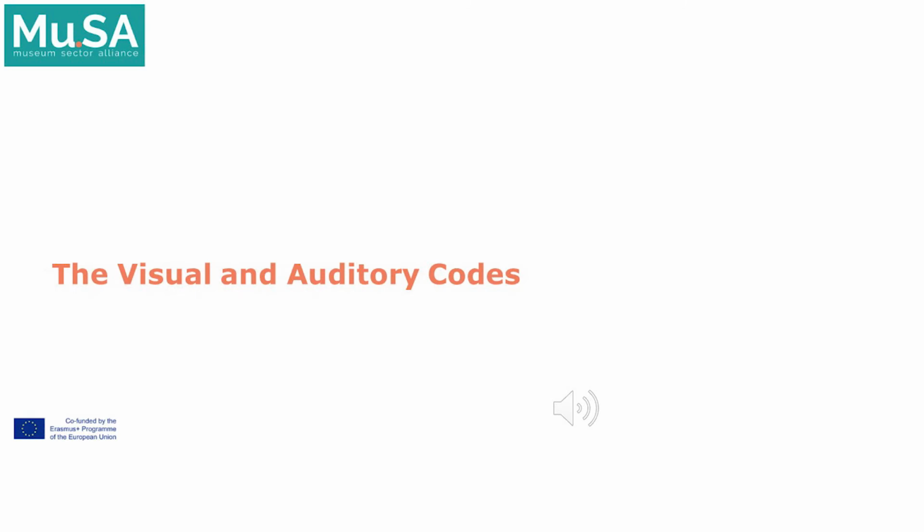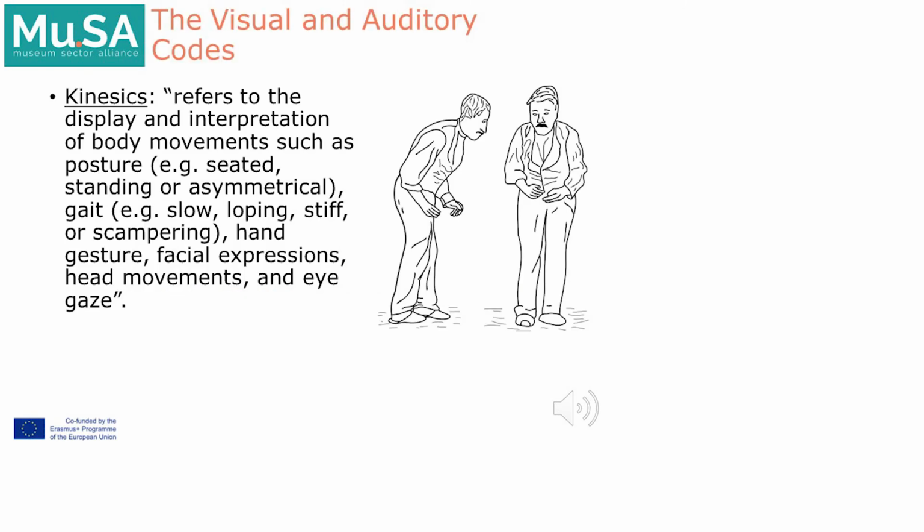The visual and auditory codes. Kinesics refers to the display and interpretation of body movements such as posture, seated, standing, or asymmetrical; gait, slow, loping, stiff, scampering; and gesture, facial expressions, head movements, and eye gaze.